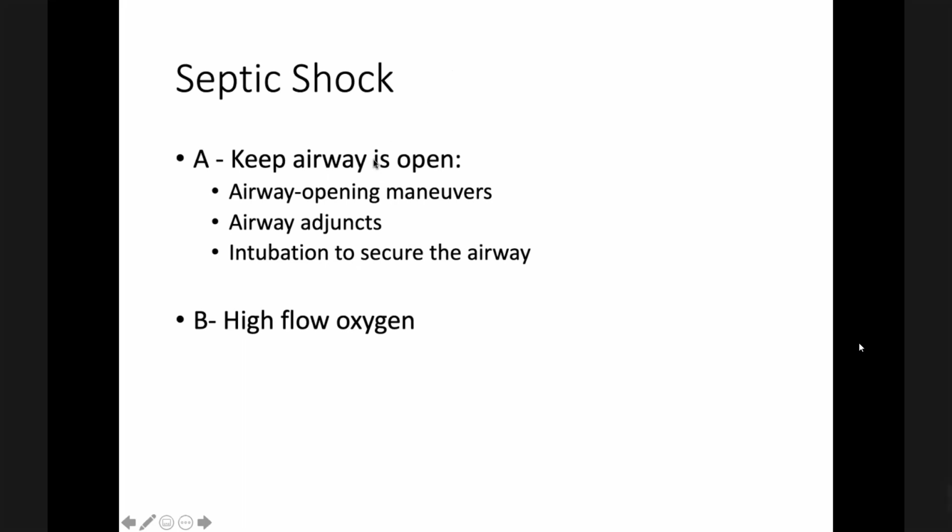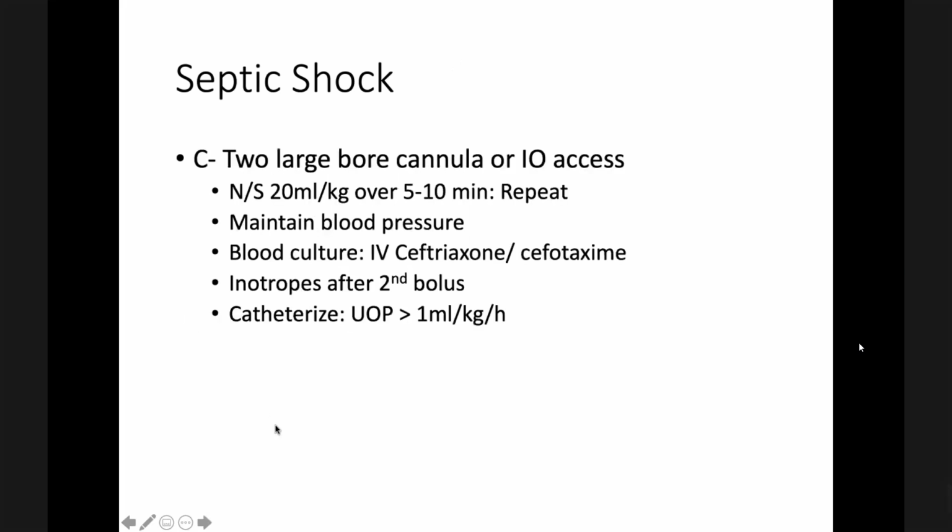But just like any emergency, you start off with airway, breathing, circulation. They need high flow oxygen, and important things are these. You have to put in 2 large bore cannulae, or at least intraosseous access. Since the patient is in shock, you need to first stabilize him. Give 0.9 saline, 20 ml per kg, very, very fast, over 5 to 10 minutes. You can repeat the boluses.